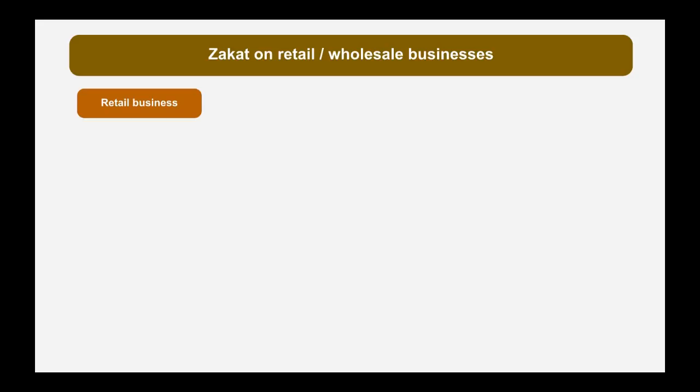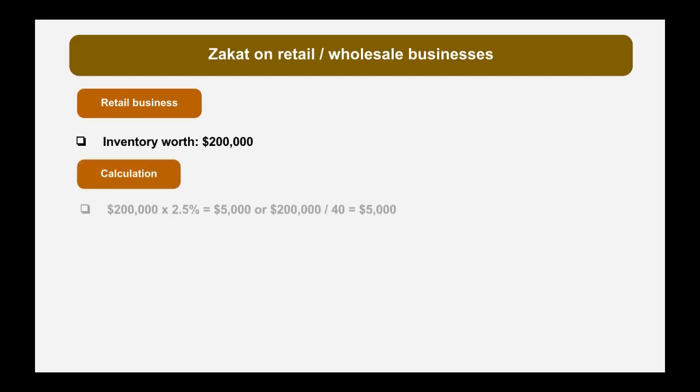And let's assume that a person started his retail business on Ramadan of year 1435 Hijri. So in Ramadan of 1436 Hijri, he looks at the inventory, evaluates his inventory, then calculates the zakat as follow. Let's assume that the inventory is $200,000. The way to calculate the zakat, we take the $200,000 multiplied by 2.5%, which will give us $5,000. Or we take the $200,000 divided by 40, and it will give us $5,000. That's the amount that this person has to pay as zakat.